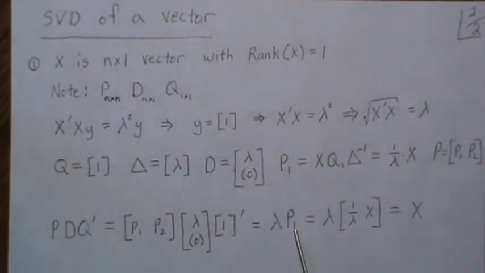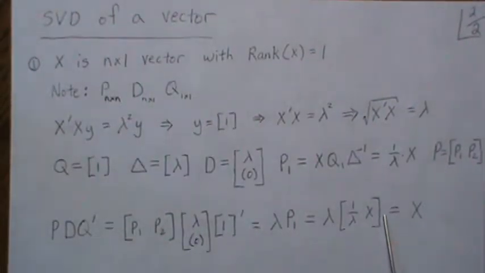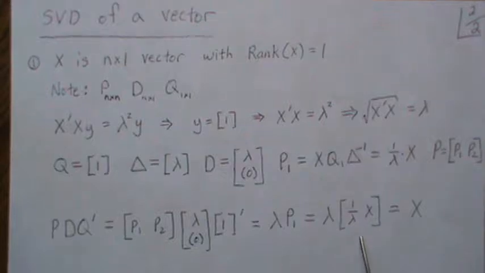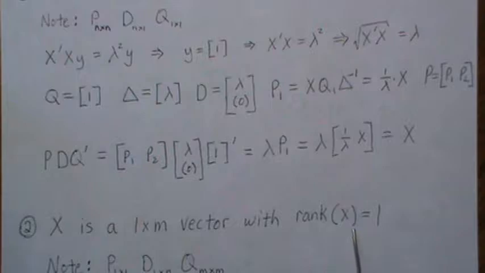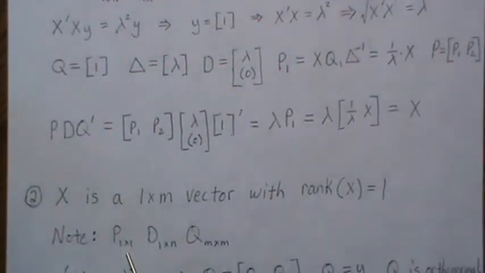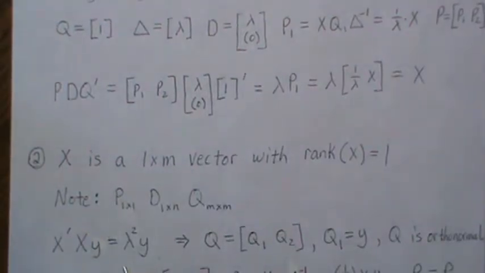But notice that it's P1, P1 delta, which is this, Q. So it's that reduced matrix form. But let's look at a row vector, 1 by m vector with rank 1, of course. So that means P is 1 by 1, D is 1 by n, Q is m by m, according to the SVD.